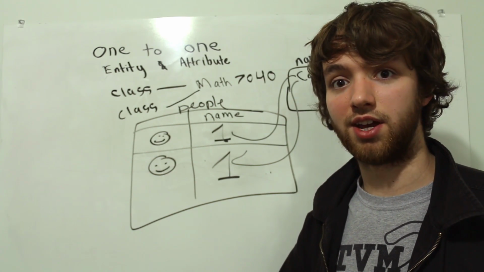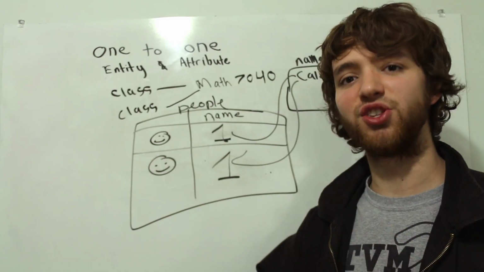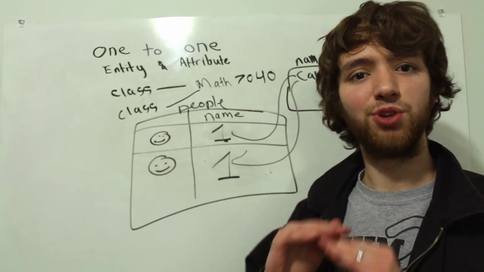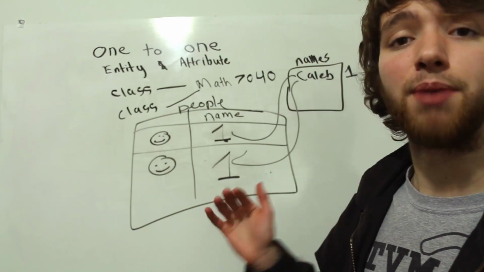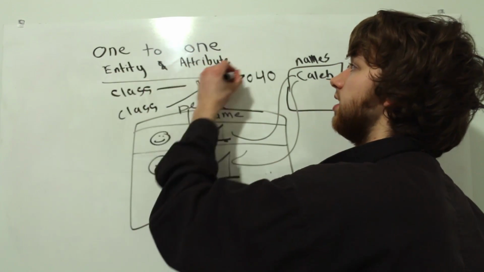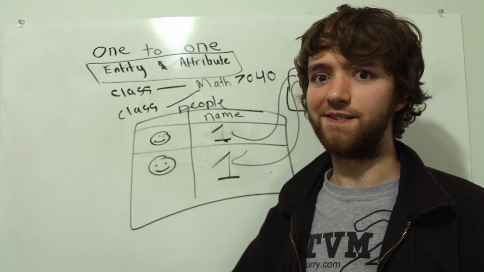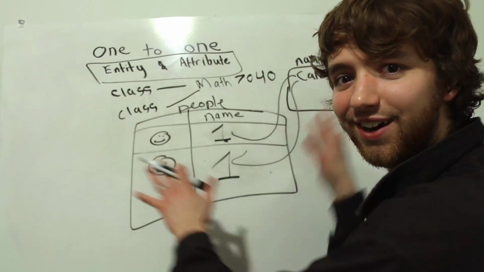If I haven't lost you yet, good. If I have, let's just slow down a little bit. The only thing you really need to remember or think about is that a one-to-one relationship is an entity and an attribute. That's all you gotta know. Just ignore all this stuff.